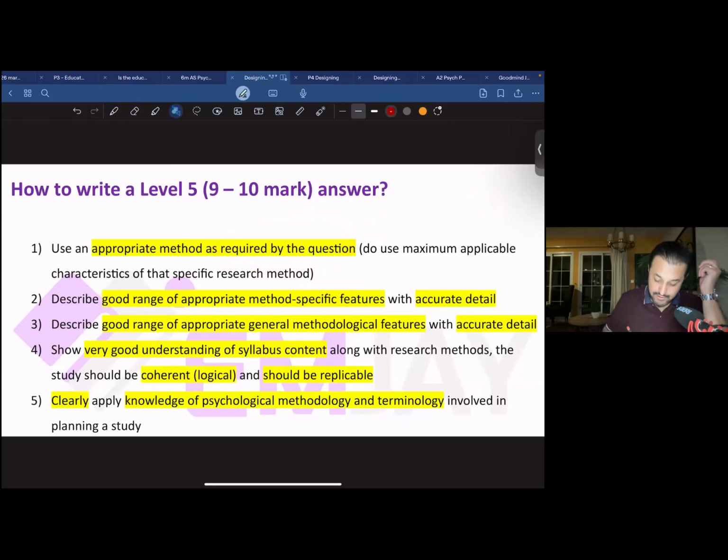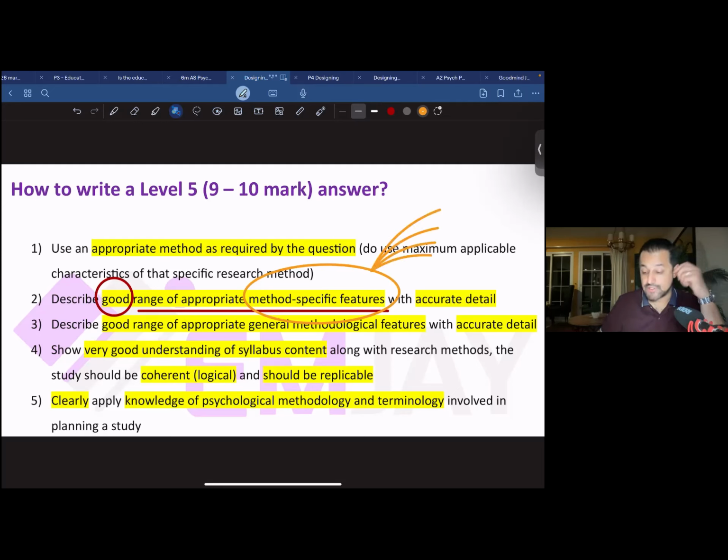Now, taking this ahead, describe good range of appropriate method specific features. Now, what does it mean? What does the examiner mean when he or she refers to method specific features? Remember when I had said for every research method, try learning at least 3 to 4 specific characteristics, like for an experiment, IV, DV, the type of experiment, the controls you're using, the experimental design, and so forth. So I'll just remove this from here so that you guys don't get confused.